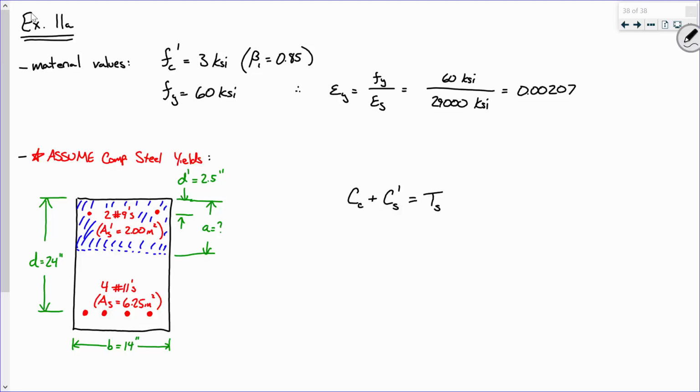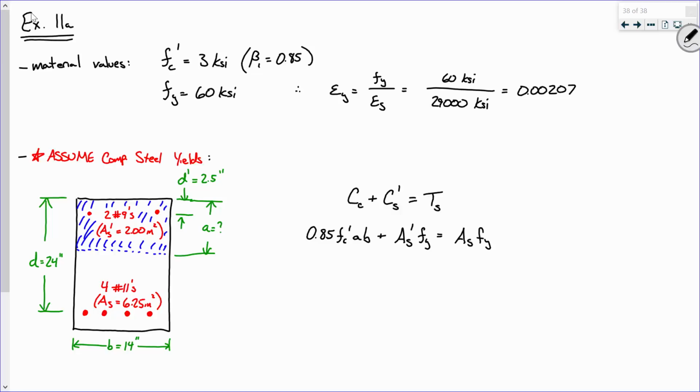The compressive force in the concrete, I propose that is 0.85 f'c a b, just like it always was, okay? But I've also got an additional compressive component. I've got the area of the compressive steel times Fy. And that's got to equal As Fy down below. Everybody okay with that?